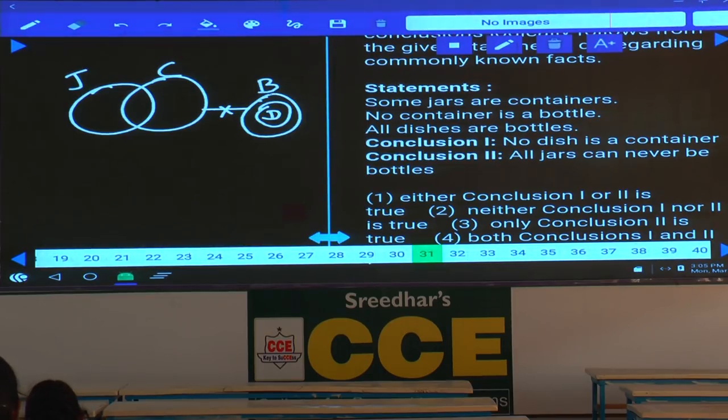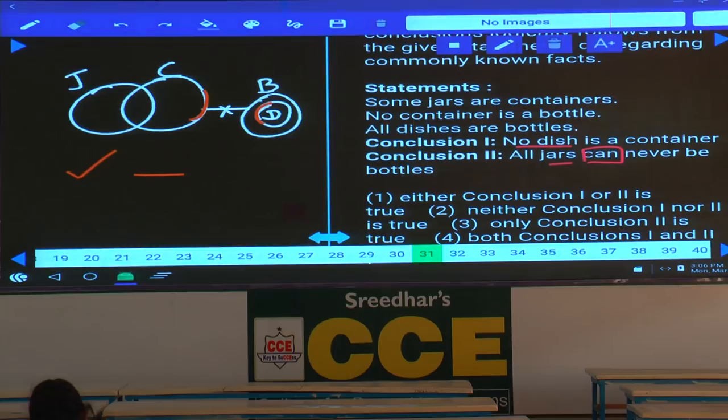And the first conclusion is no dish is a container. Dish is here. Container is here, isn't it? Now this is here and container, no intersection between these two. Hence the first conclusion is definitely true. Then coming to the second one, all jars can never be. Can stands for a possibility, isn't it? Let us work out this one afterwards.